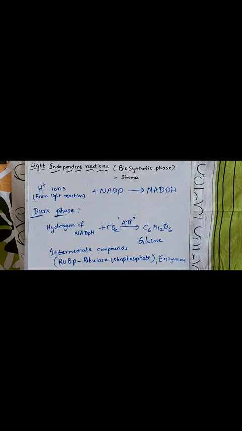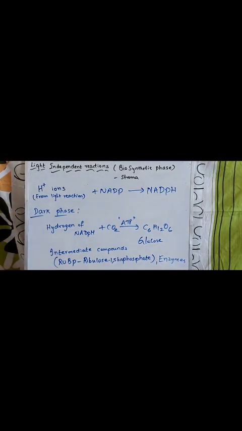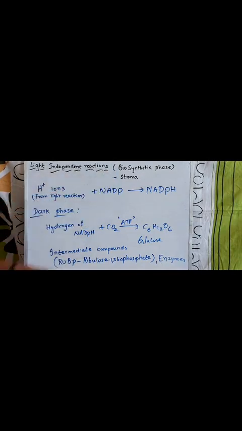Now let us discuss the second reaction, light independent reaction, which is also known as biosynthetic phase. As these are not dependent on light, it is also known as biosynthetic phase. It takes place in the stroma of chloroplast. Is it clear? Grana is helpful in the light dependent reaction. Stroma is useful in the light independent reaction.